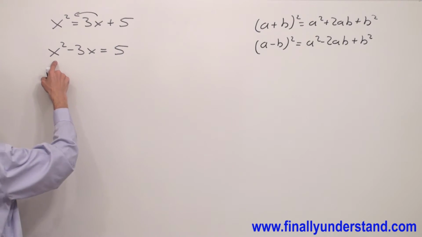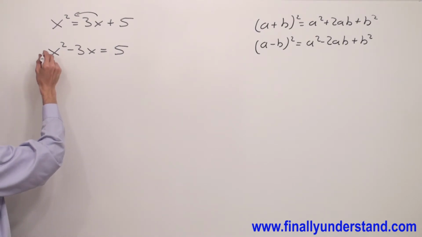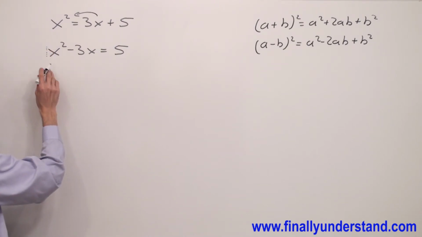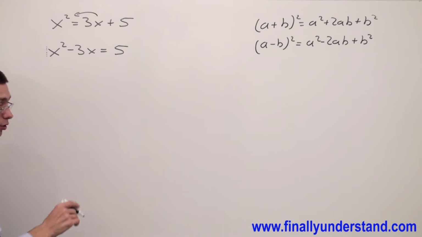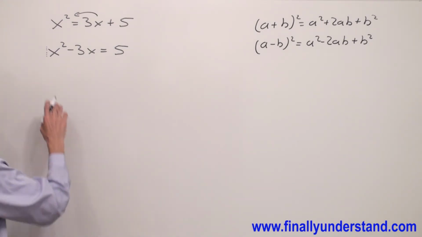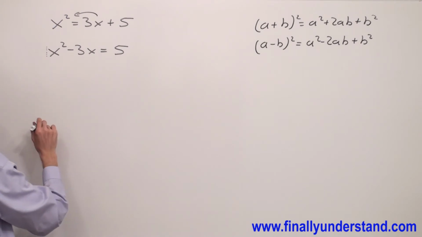Next, you're supposed to always look at the second degree term. The coefficient next to it has to be always positive 1. So anytime there is nothing, there is always an invisible positive 1. So this is perfect condition for our completing the square method.